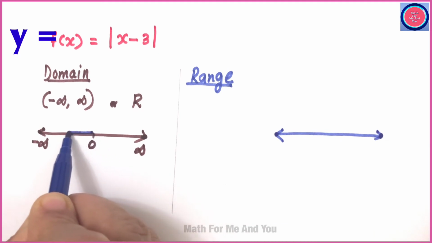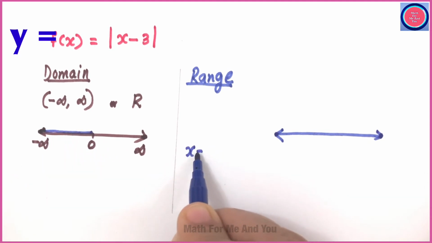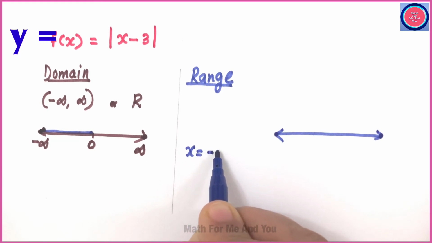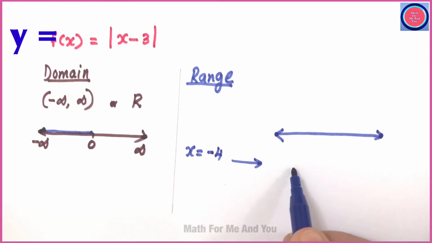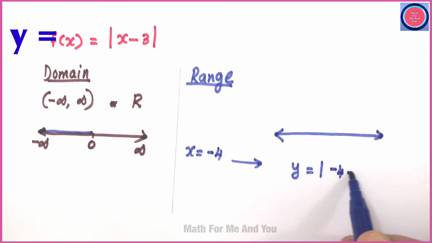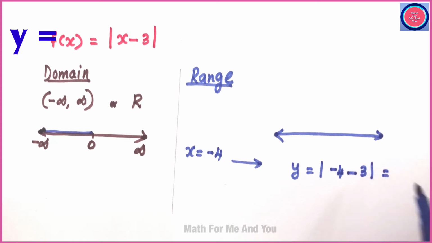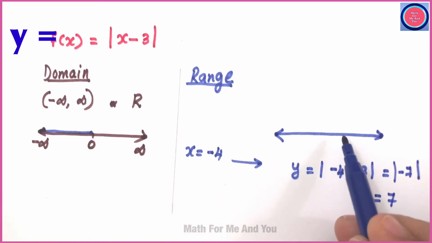X takes all the negative values. That means we can select a negative value for x, substitute in the function and check what answer we get. I'm selecting x equals minus 4. Substitute in the given function. Let's say y equals absolute value of minus 4 minus 3. What answer we get? It is absolute value of minus 7. Inside the modulus, if we write any negative number, we get positive. So it is equal to positive 7.